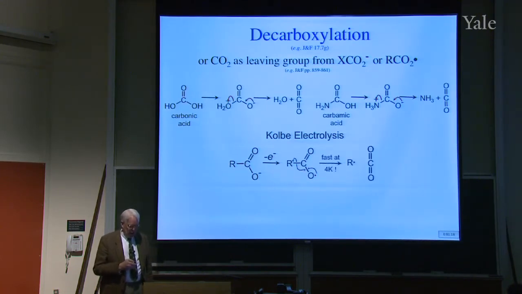And it undergoes this shift of the electrons, single electrons. It's a radical process, which is fast even at 4 Kelvin. You can't see an ESR spectrum of this thing, even at that very low temperature. It immediately loses CO2 and gives the free radical, even if it's not a particularly stable free radical.